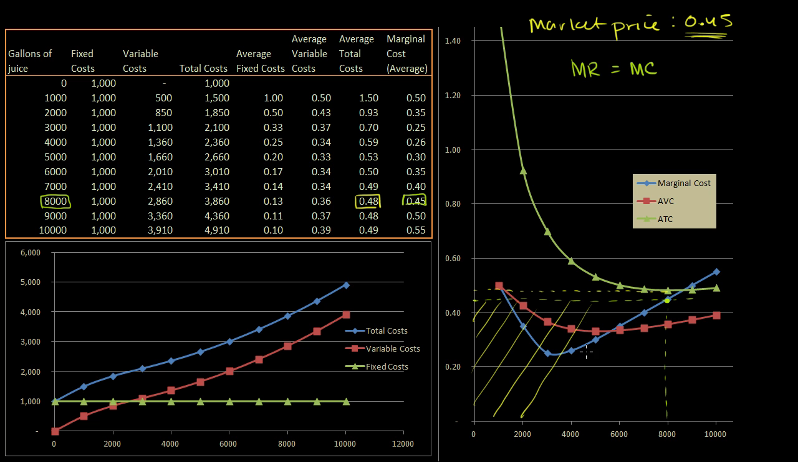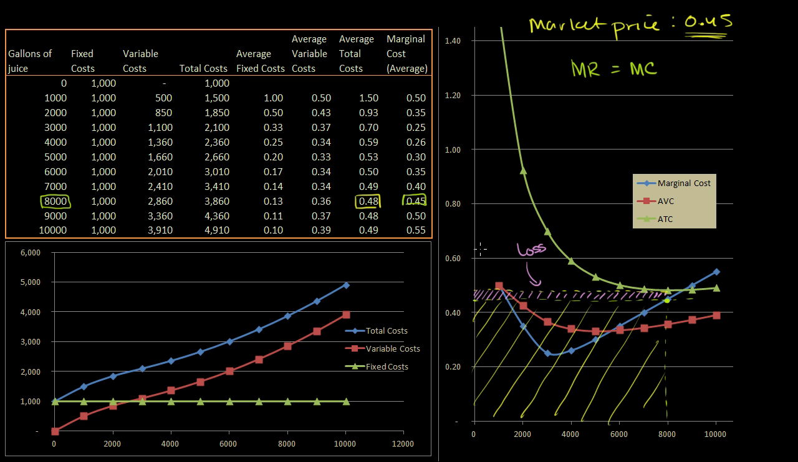Let me color it in carefully. That is the amount of revenue that I'm getting, while my costs are this larger rectangle: my quantity times my average total cost per unit. And so if you take that revenue and subtract out the costs, you end up with a loss of exactly this much. You are operating at a loss when you are producing 8,000 units and you're getting 45 cents per unit.